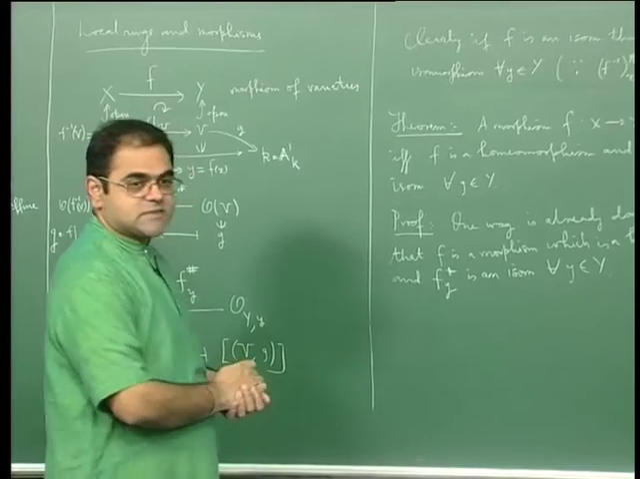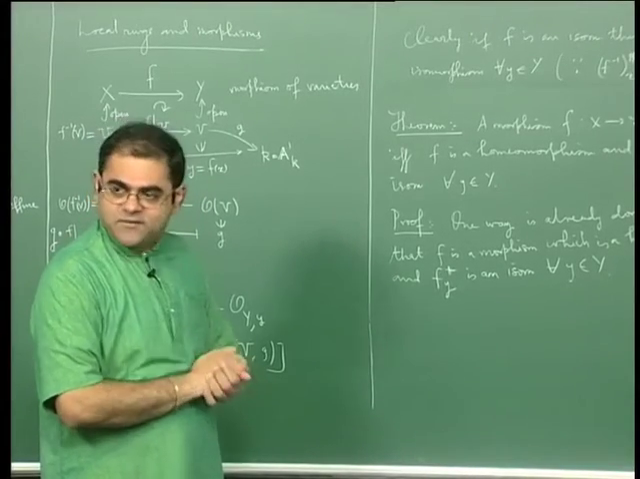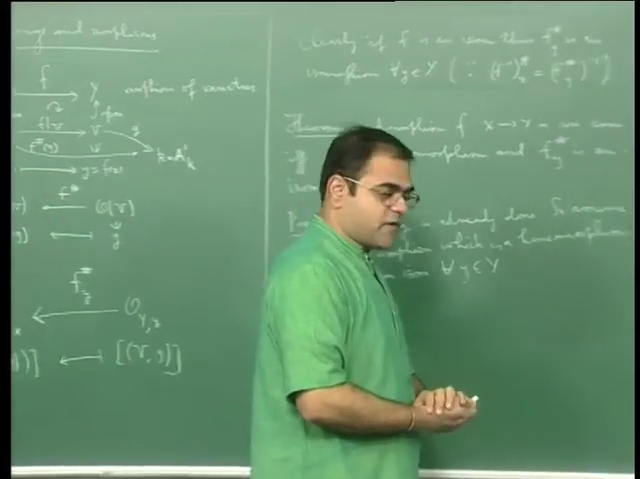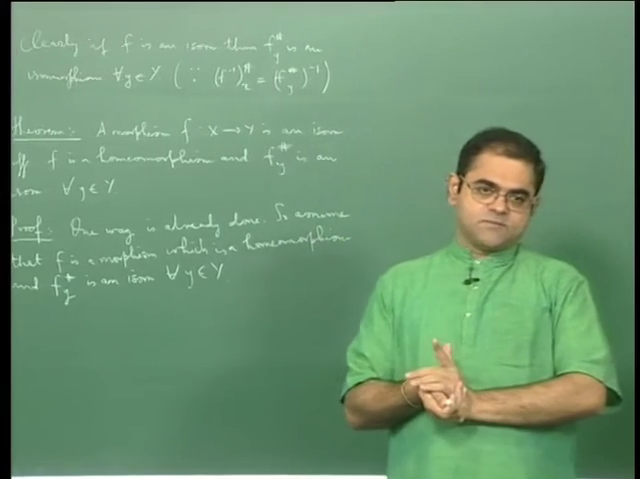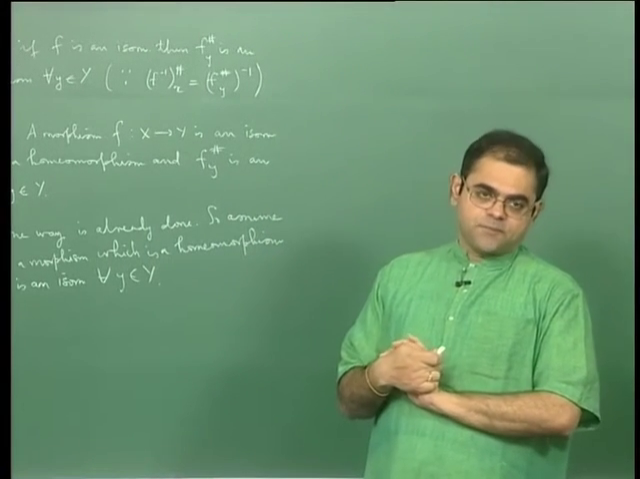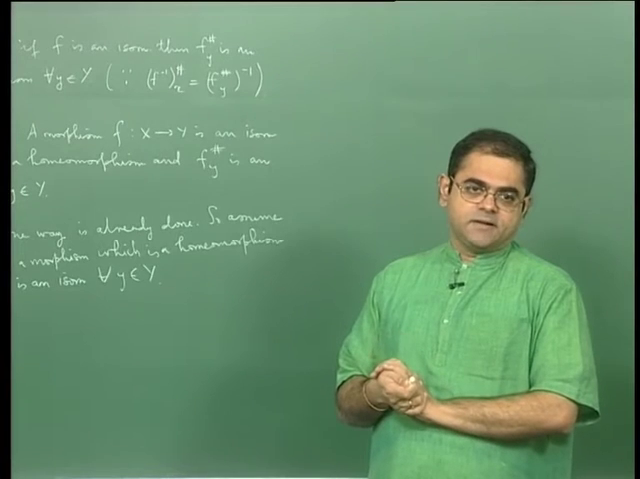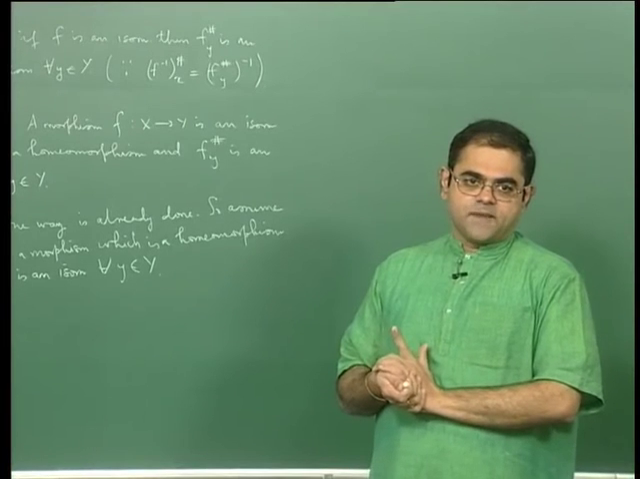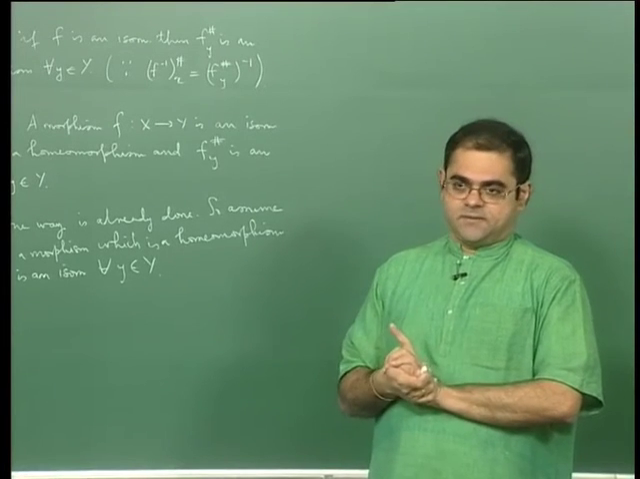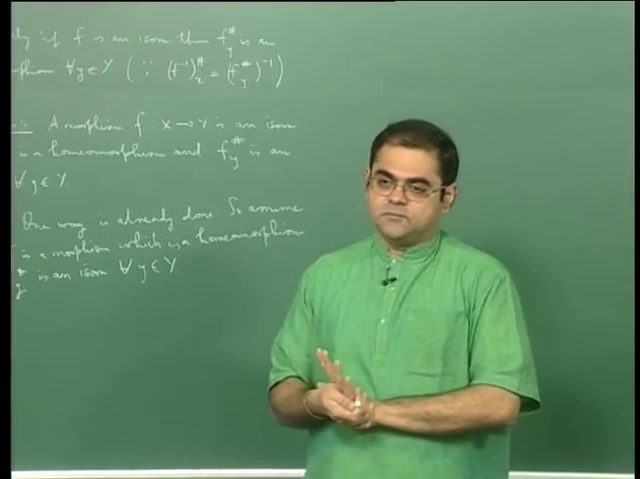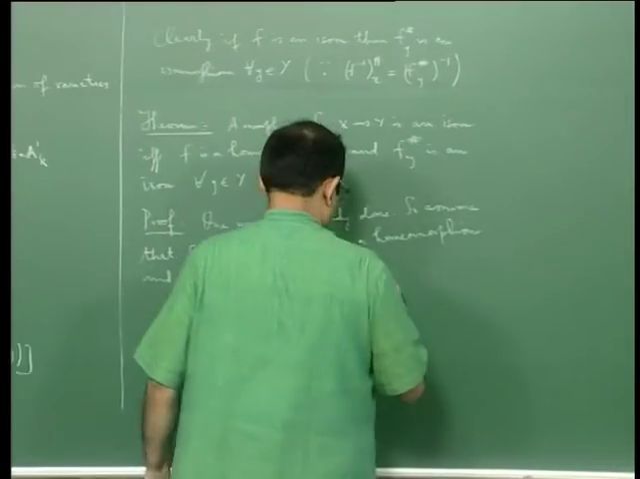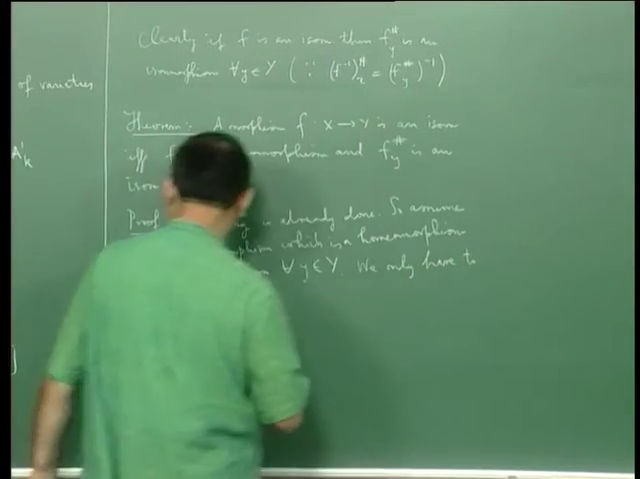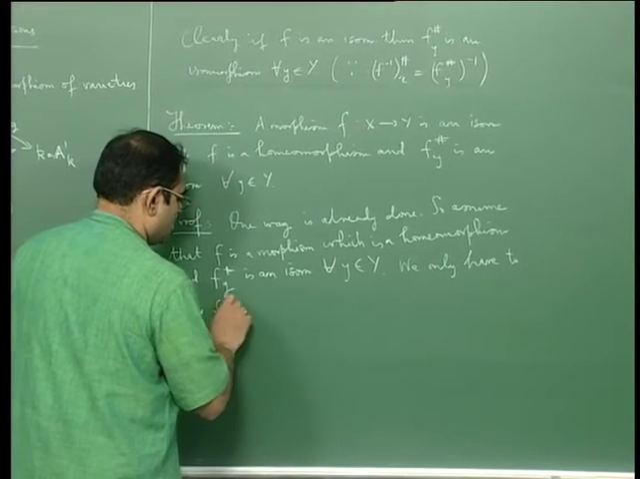So what do I have to prove? I just have to prove that F is an isomorphism, which means I have to show that F inverse is a morphism, that's all, okay. How do I show F is an isomorphism? Just by showing that F has an inverse, but F already has a set theoretic inverse because it's a homeomorphism. F has the continuous map F inverse, okay, which is also a homeomorphism. I just have to show that this F inverse is a morphism. Once I prove that I am done, okay. So we only have to show F inverse is a morphism.